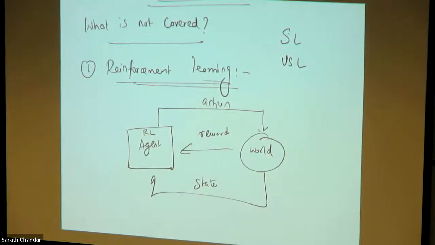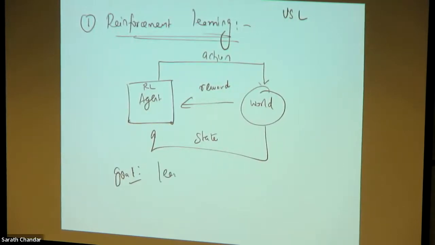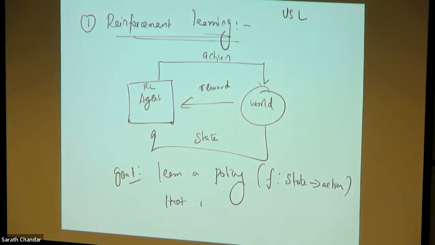Okay, so the goal here is actually to learn a policy. Okay, a policy is basically a function which takes state as input and gives what is the action. Okay, learn a policy that maximizes sum of rewards over time.